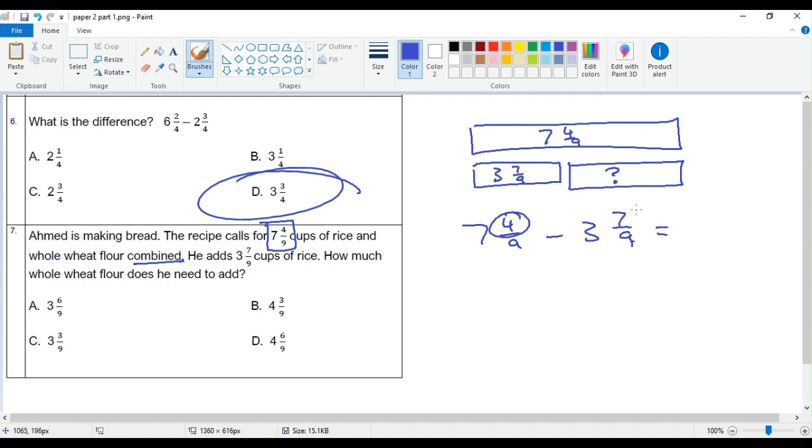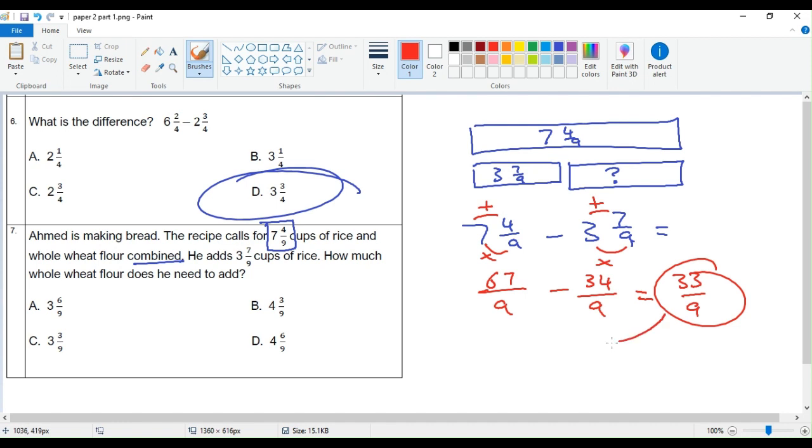In its current form, we can't do this because 4 is less than 7. So we go through our steps again, turn them into improper fractions. 9 times 7 is 63. 63 plus 4 is 67. We have 67/9. 9 times 3 is 27. 27 plus 7 is 34, with 34/9. Our denominator is the same, so this will be the same. 67 minus 34 is 33. You won't see this over here because they're all mixed numbers. This is an improper fraction.